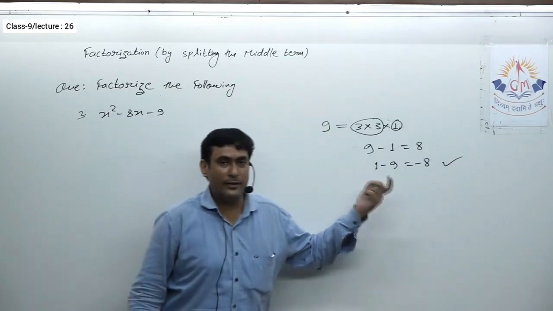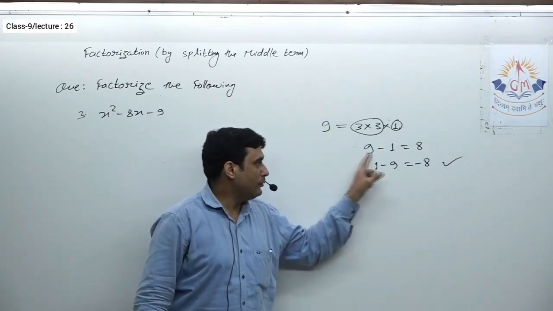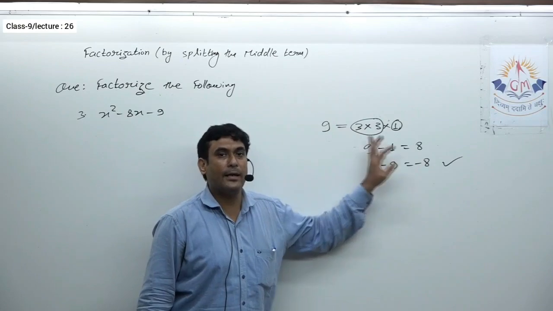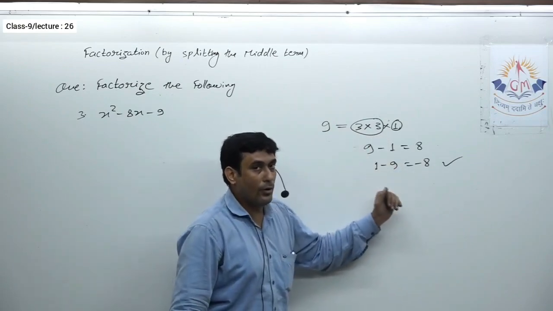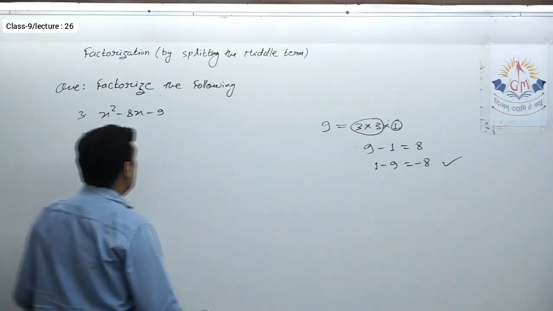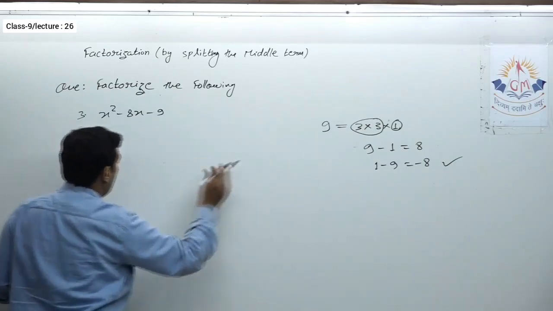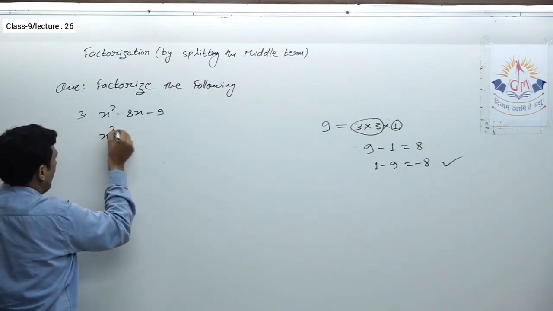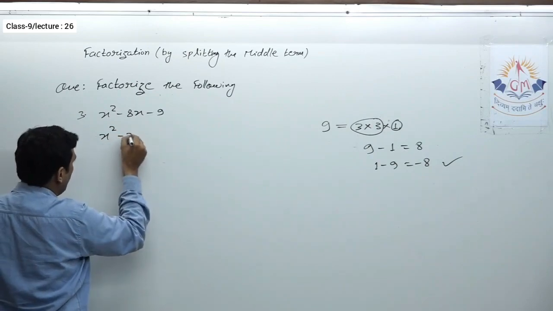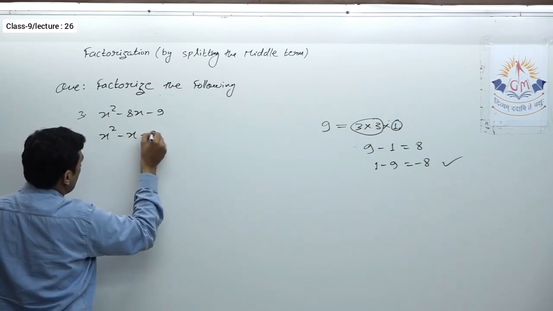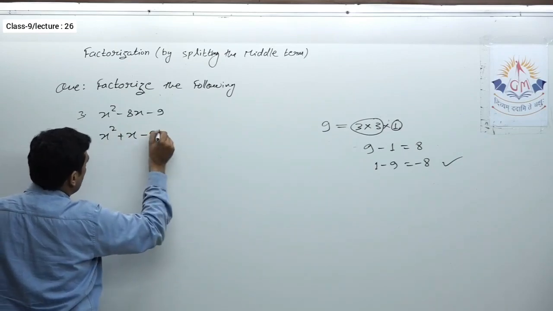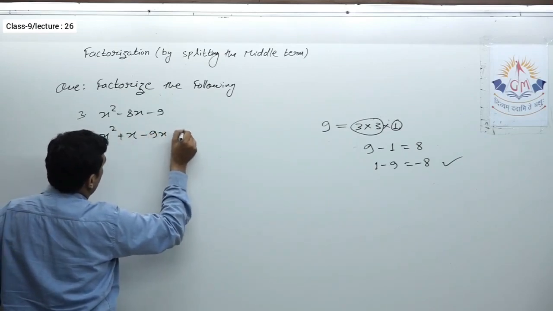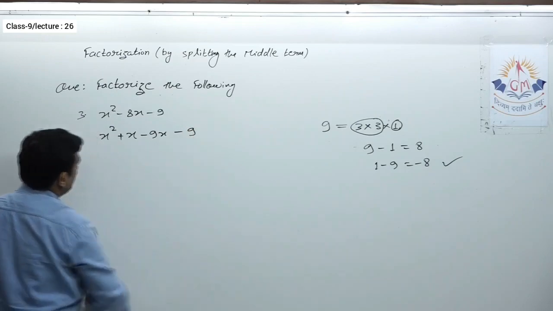Okay, whenever I talk about difference, I have to check both ways, a minus b as well as b minus a. First term minus second term or second minus first. So I need minus 8. So here I write x square, now 1 means 1x, so positive 1x, negative 9x, minus 9, that's it.